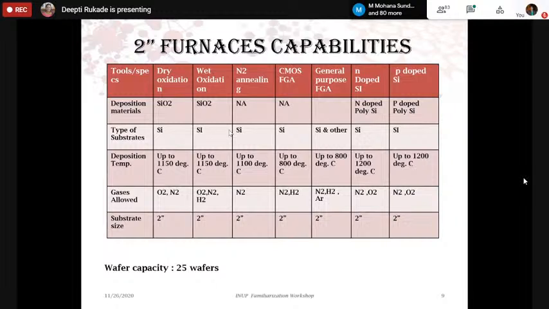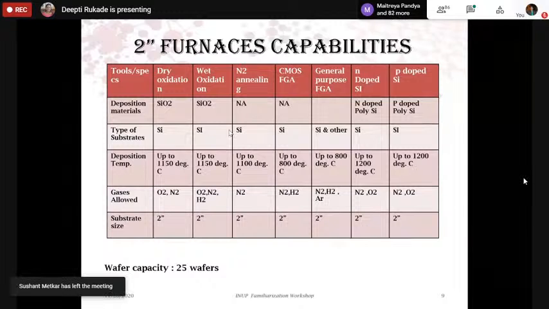In this general purpose FG annealing, we have a separate tube that is called the organic tube, wherein you can use your outside samples, maybe the deposition is not carried out at IIT Bombay, but you need an annealing setup. So in that case, you can use this general purpose annealing furnace. We have a dedicated tube. Similarly, we have N-doped silicon and P-doped silicon using furnaces. Every furnace has a wafer capacity of maximum 25 wafers at a time, 2-inch wafers.